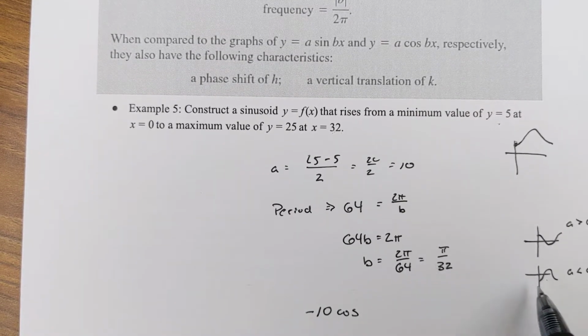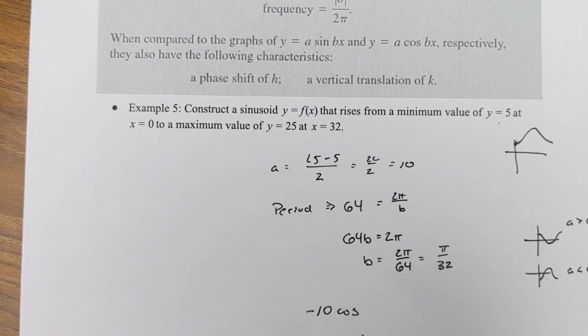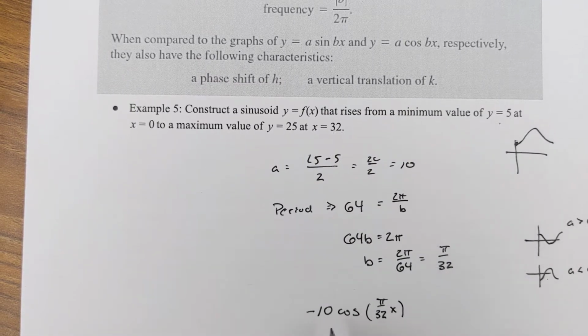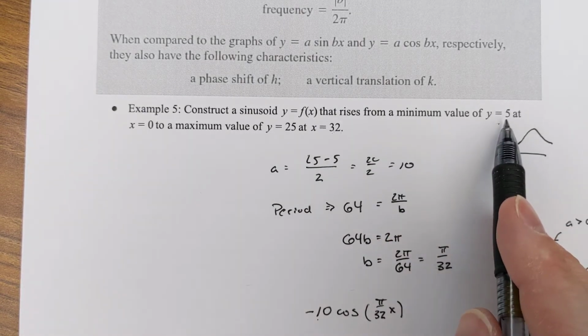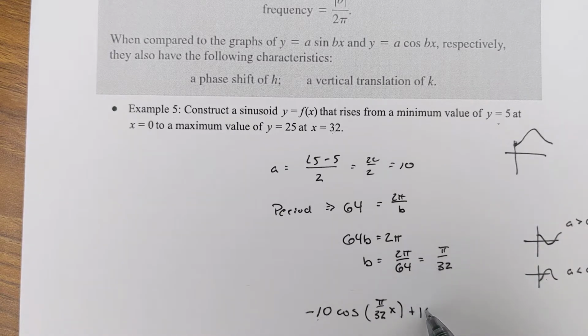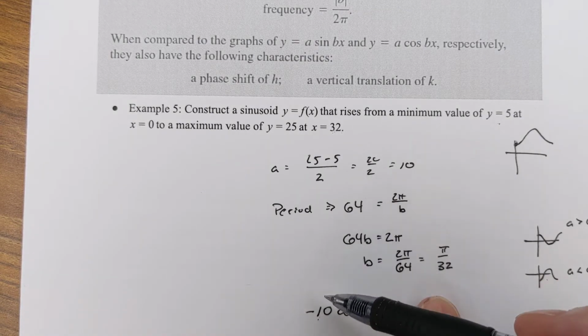I want to start at a minimum or maximum, so I'm going to use cosine. If you start at the center, you'd actually use sine. So then we would have pi over 32 x. Now the problem with this is this graph has a minimum at negative 10, but I need my minimum to be at 5. So I need to move the whole graph up 15 units. Because normally, if you don't shift this vertically, your minimums and maximums are whatever this coefficient is. So this graph, without that 15, would have run between negative 10 and positive 10.